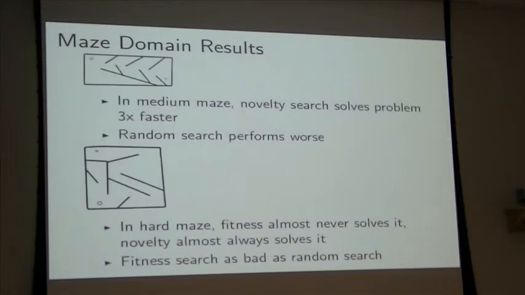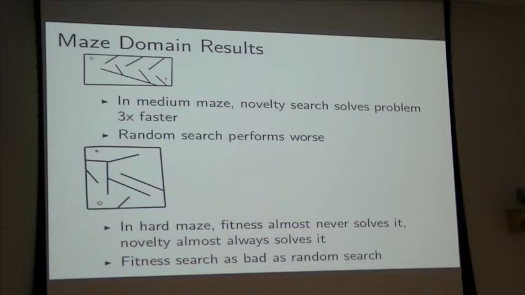So the results are really interesting. In a medium maze, where there's some sense of deception, the objective in the medium maze, which is the upper maze here, is to get from the upper left-hand corner to the lower right. So novelty search solves this problem 3 times faster. And random search performs worse. It's an interesting result because this maze in itself doesn't look that difficult. And the neuroevolution algorithm we use has diversity maintenance in it already. So there is some sense that novelty search is well suited for mazes, perhaps. Or it's just a very interesting result. But 3 times faster is a very significant quantity in terms of usual results of experiments.